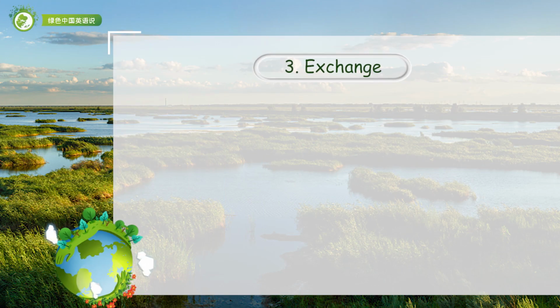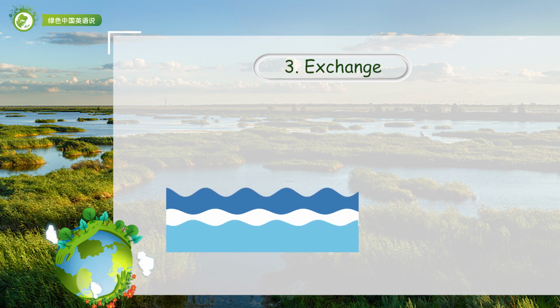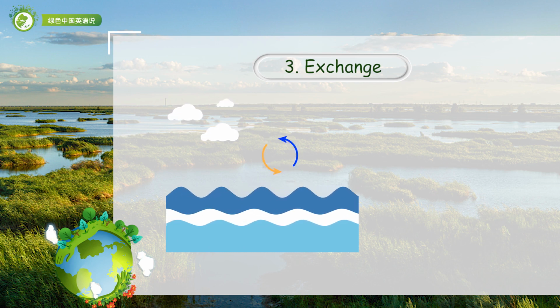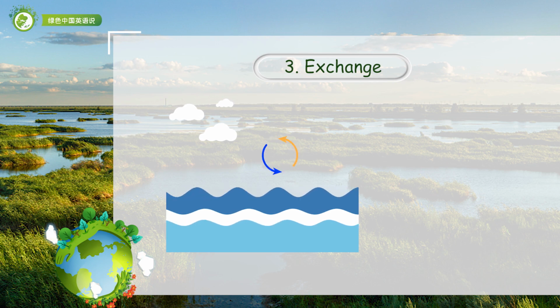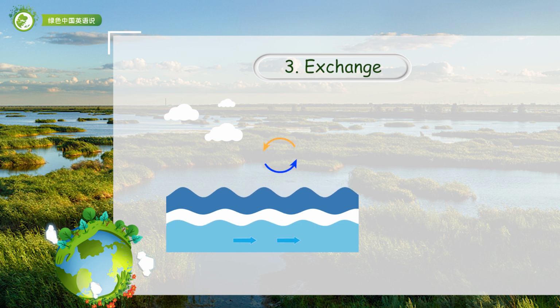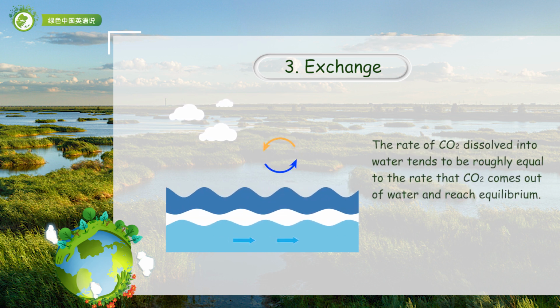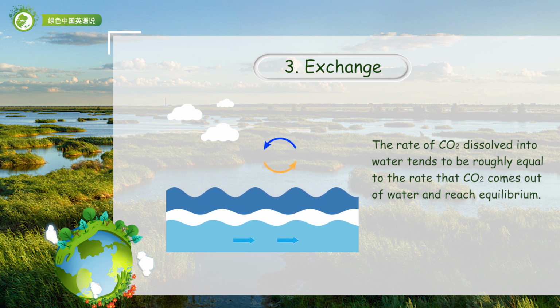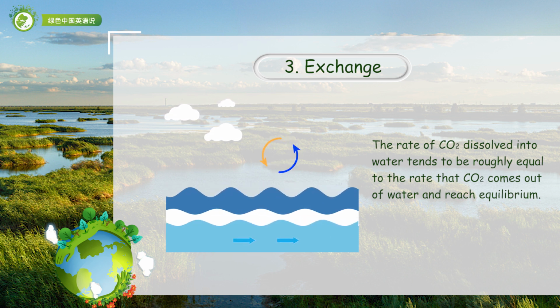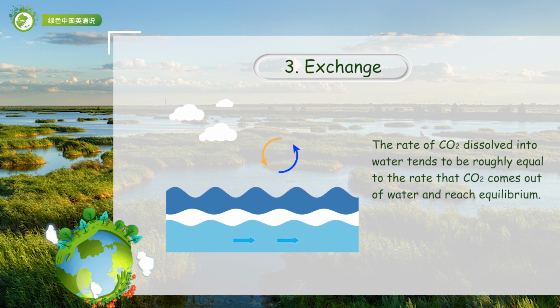Exchange is another process. Carbon dioxide can dissolve into water. Carbon dioxide in the atmosphere and water is constantly exchanging, coming in and out of solution, moving from one to the other. Eventually, the rate of carbon dioxide dissolved into the water tends to be roughly equal to the rate that carbon dioxide comes out of the water, and they reach equilibrium.